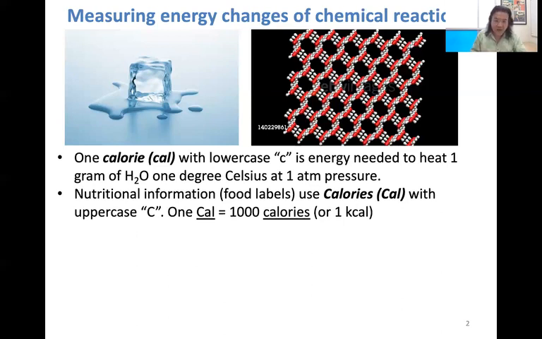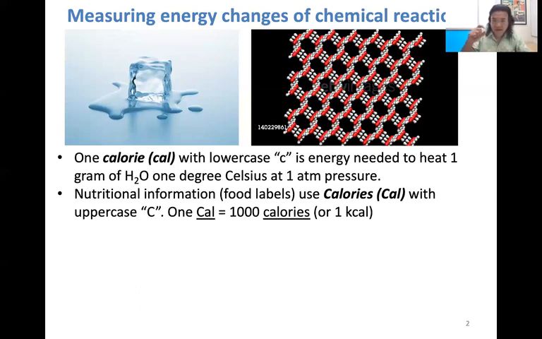So 1 calorie, in this case with a lowercase c, is the amount of energy needed to heat 1 gram of water, H2O, 1 degree Celsius at normal, sea level atmospheric pressure of 1 atm. Right, so that's 1 lowercase c, the amount of energy that's needed to heat 1 gram of water 1 degree Celsius.